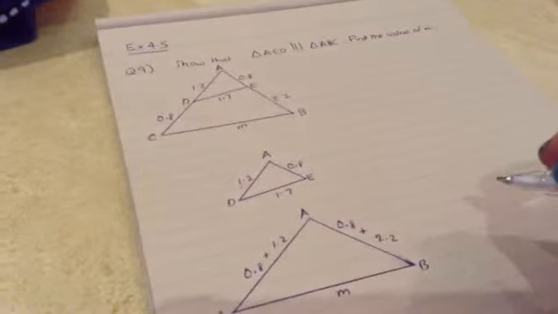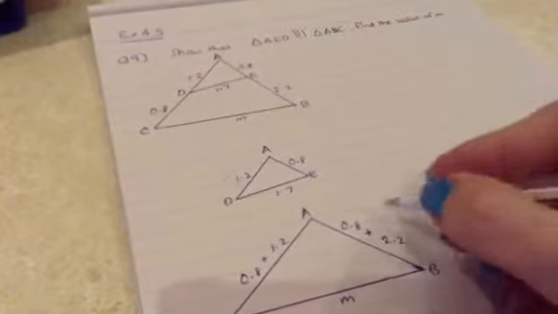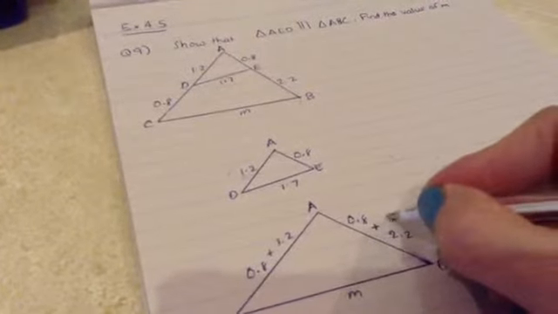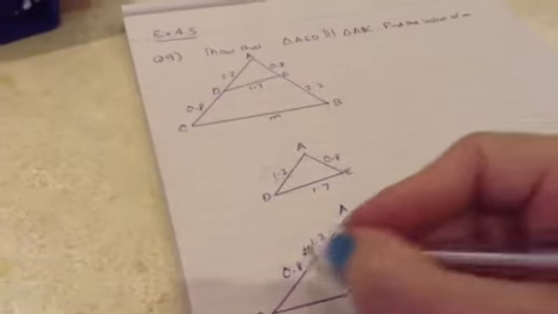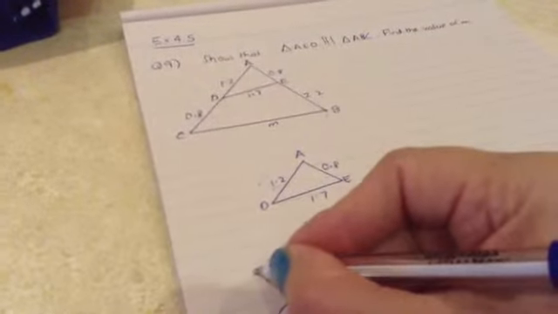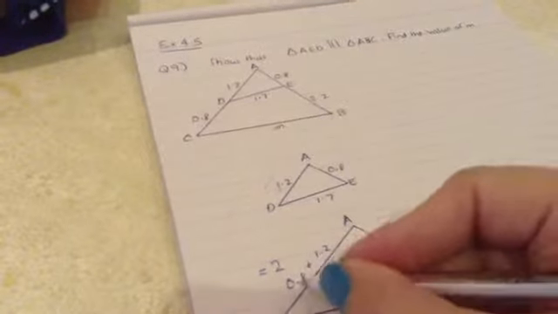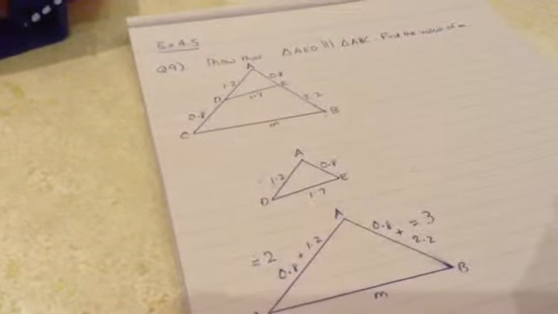Now, what I'd like you to do at this point is let's add up these sides first. So this one here becomes 3. 0.8 plus 2.2 is 3. And this one here is equal to 2. 1.2 plus 0.8 is 2.